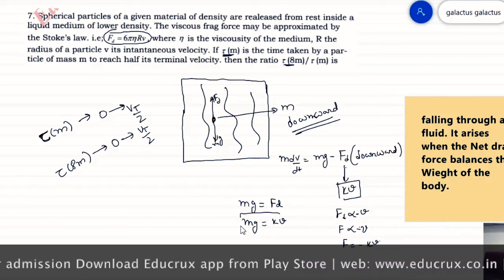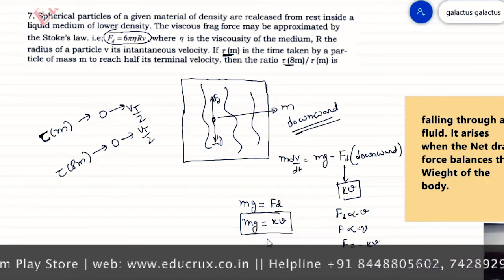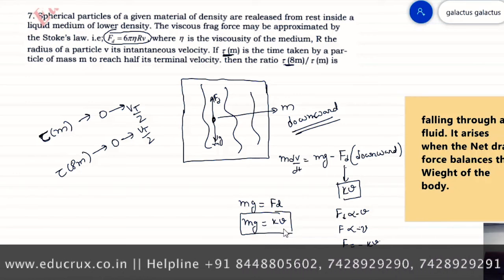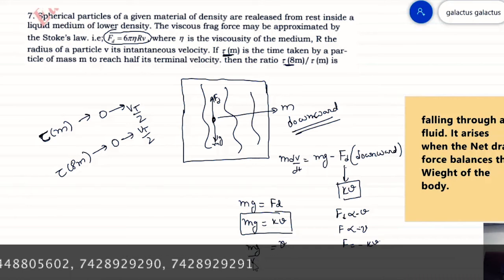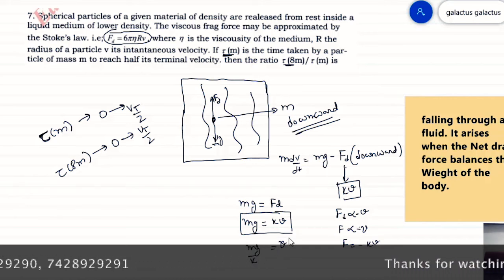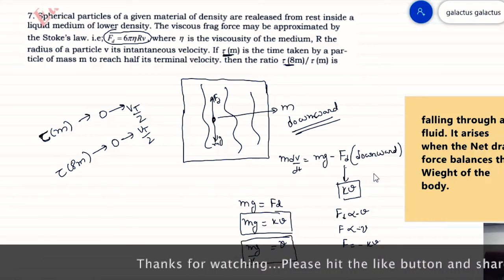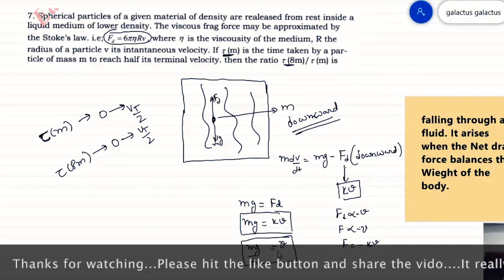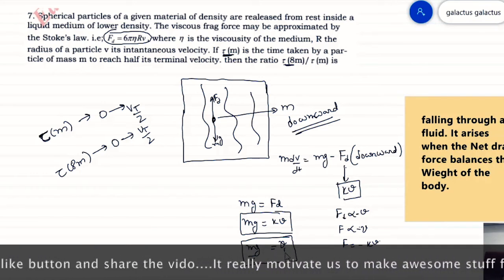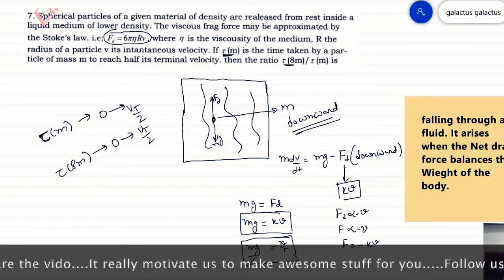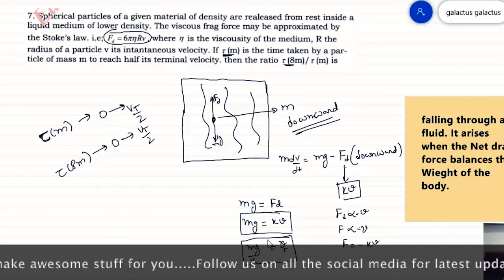So if I balance the weight of the body and the drag force, I can calculate the velocity of the particle. Then this is equal to mg by k. The special name for this velocity, when the weight of the body balances the drag force, is terminal velocity. So this is the definition of terminal velocity.